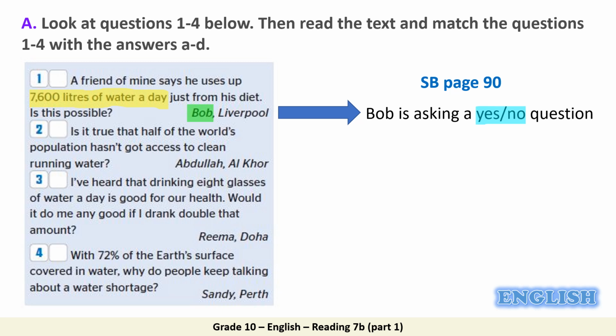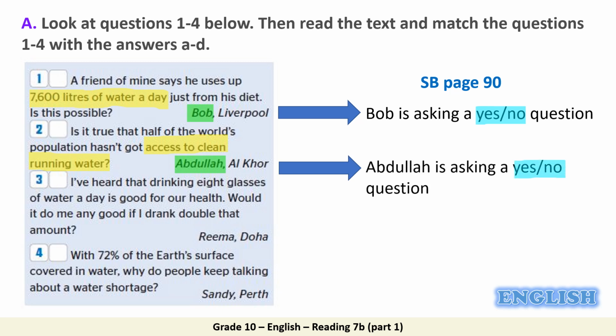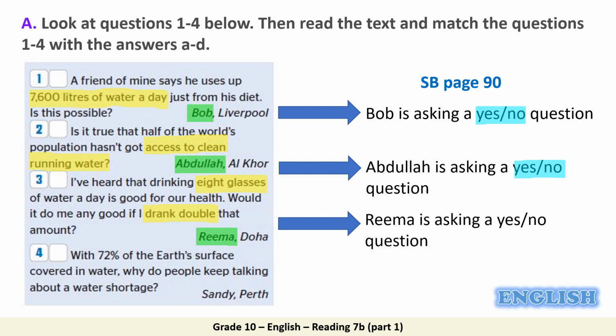Alright, number 2. Is it true that half of the world's population hasn't got access to clean running water? And that's a question sent by Abdullah from Al Khor. And you are going to here give a yes or no answer. Number 3. I have heard that drinking 8 glasses of water a day is good for our health. Would it do me any good if I drank double that amount? That's a question sent by Rima. Okay, so here Rima is asking a yes or no question, so we need a yes or no answer.